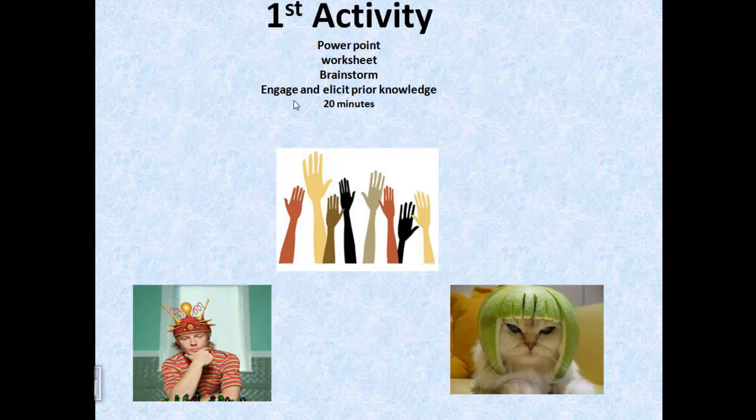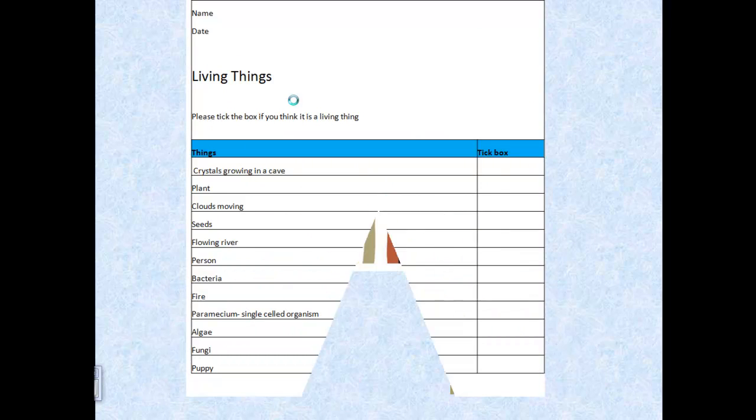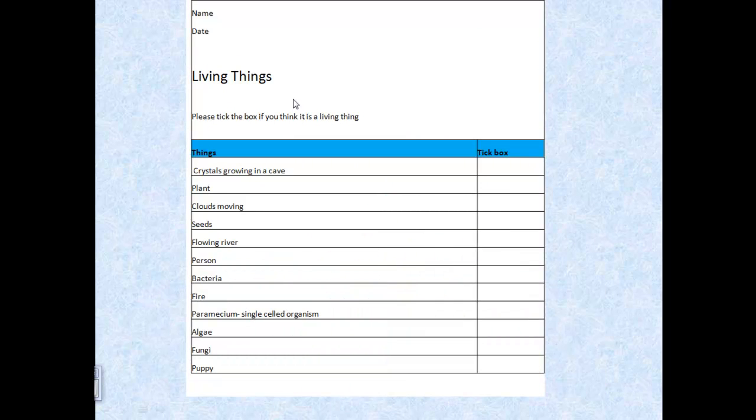The first activity's aim is to engage students and elicit any prior knowledge of the concept, living things are made of cells, which is the first phase, engagement, of the 5E learning model. Students watch a PowerPoint of different things and tick a worksheet if they think it is living or not. An individual worksheet was chosen as it is important for a teacher to assess and understand each student's knowledge and misconceptions of the concept.